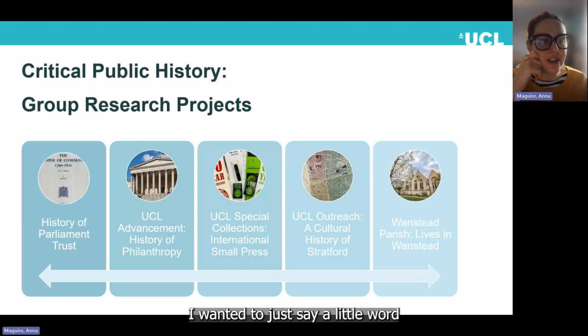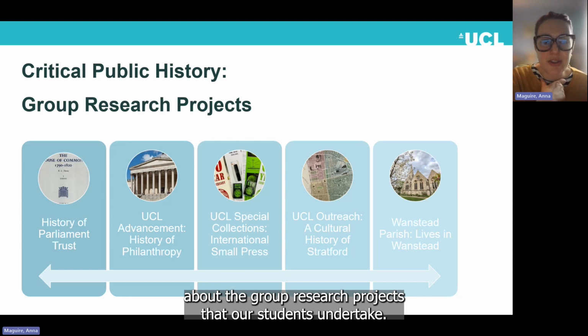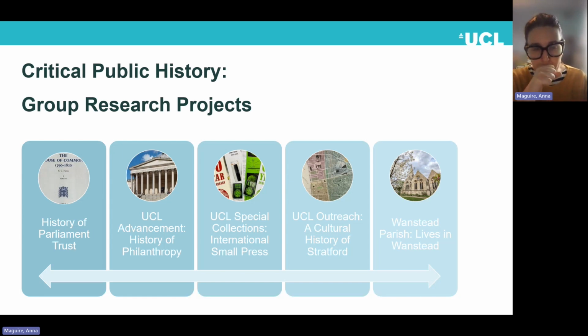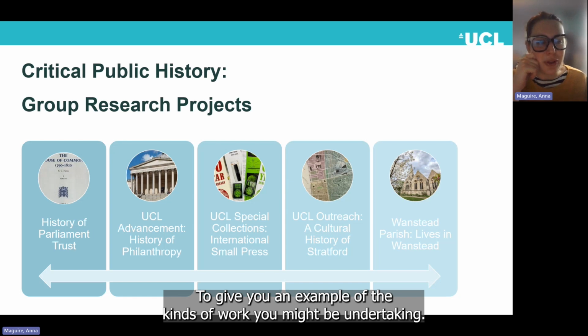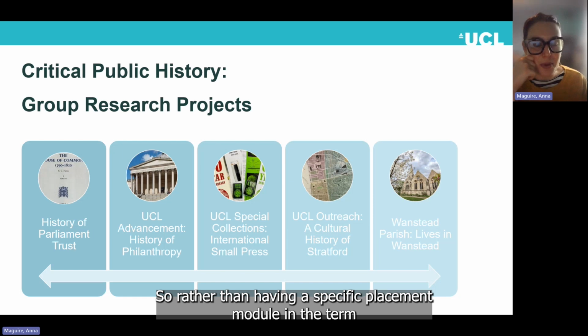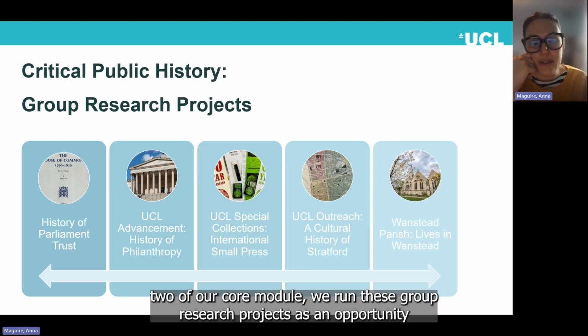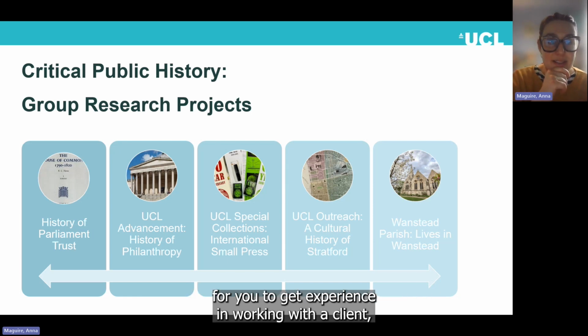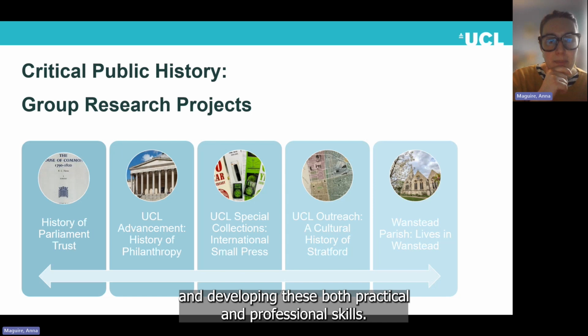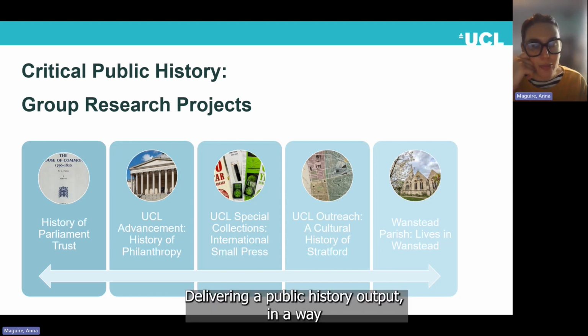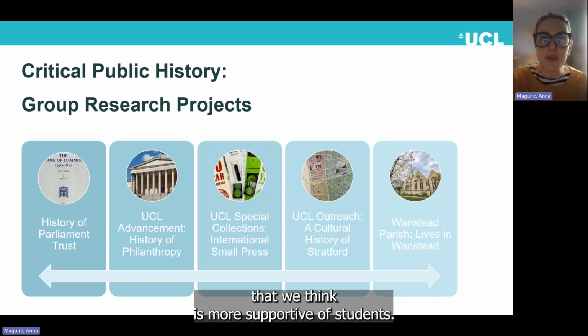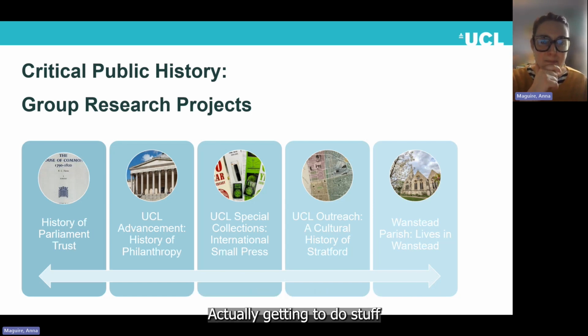I wanted to just say a little word about the group research projects that our students undertake, to give you an example of the kinds of work you might be undertaking. So rather than having a specific placement module in term 2 of our core module, we run these group research projects as an opportunity for you to get experience in working with a client and developing those both practical and professional skills of delivering a public history output, in a way that we think is more supportive of students actually getting to do stuff within their placement.